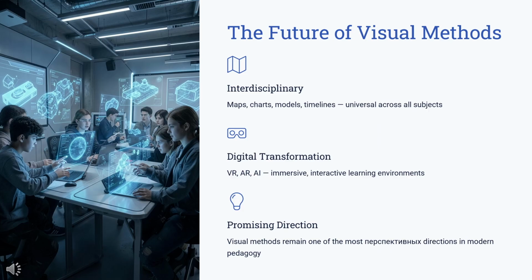The next slide turns to future directions. Visual methods are described as interdisciplinary since maps, charts, models, and timelines are relevant across many subjects. At the same time, digital transformation introduces new possibilities through virtual reality, augmented reality, and artificial intelligence. This development is especially significant because it shows that visual teaching is no longer limited to static illustration. On the contrary, it is becoming more immersive, interactive, and technologically complex. Therefore, visual methods remain one of the most promising directions in modern pedagogy.